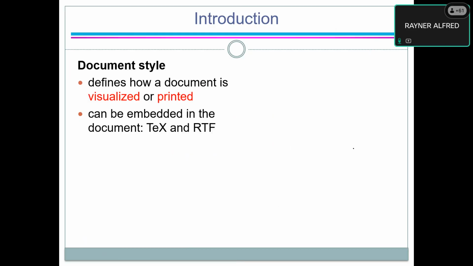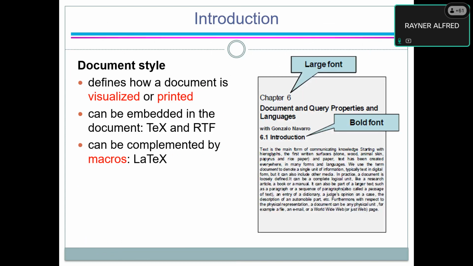The document style defines how a document is visualized or printed. So the Microsoft document refers to what you see is what you get, right? We also have scientific tools that we can use, for example, LaTeX. You need to do some pre-formatting in order to show what is the topic, who is the author, what is the section, and so on. For example, on your right-hand side, it shows chapter 6. Chapter 6 normally has a large font, and then the introduction and so on, so maybe bolded.